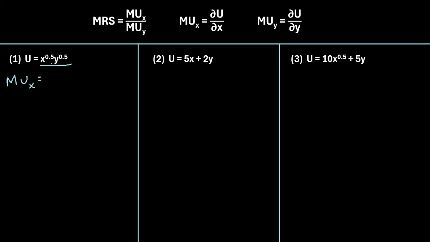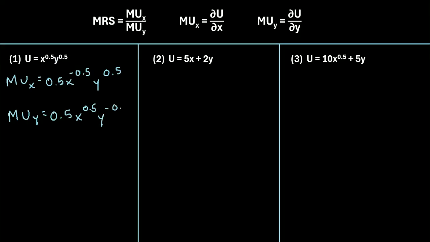If we look at our utility function, the derivative with respect to x would be 0.5 times x to the negative 0.5. Remember the power rule from calculus: take the exponent, move it out front, and then reduce the exponent by 1. So 0.5 minus 1 is negative 0.5. And then we just have y to the 0.5. Then we can calculate our marginal utility with respect to y. We take our exponent and move it out front for the y, so we get 0.5, then we have x to the 0.5, and we reduce the exponent by 1, so that would be y to the negative 0.5.